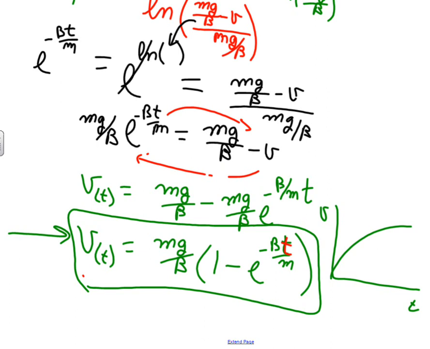I don't know if most people knew that, but e to the minus infinity is equal to 1 over infinity. And 1 over infinity equals 0. The bigger the denominator gets, the smaller the number gets. So 1 over infinity equals 0. So at t equals infinity, this is 0. So it's 1 minus 0, or 1.